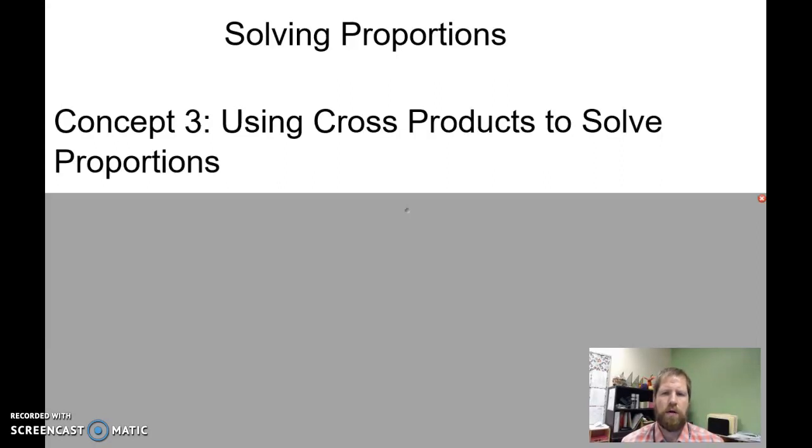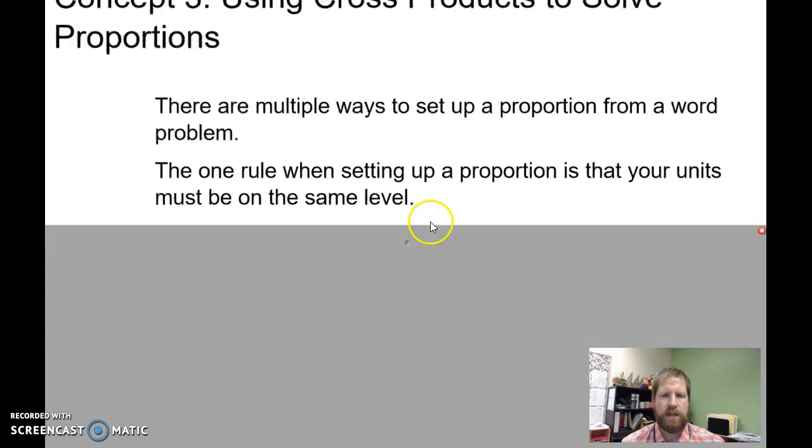Concept 3, using cross products to solve proportions. So you can set up a proportion in a number of different ways. Your proportion is always going to look like this, where you've got one ratio over here and another ratio over here. Say this is a miles per hour problem. So you're going 20 miles every, say, 3 hours.